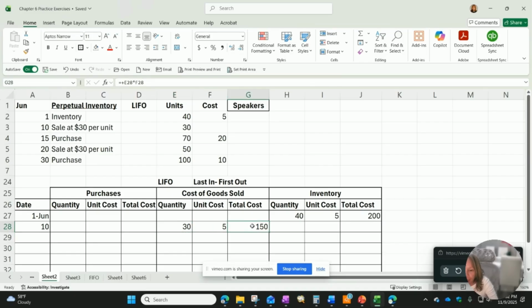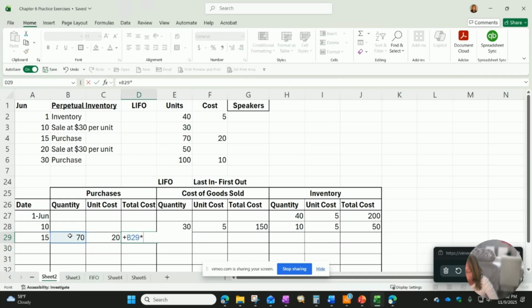Now let's update the inventory. The inventory now has 10 speakers, right? 40 minus 30 is 10. And the cost of them is $5. The next transaction is a purchase. On the 15th, we purchased 70 speakers, and the 70 speakers were purchased at $20 each. We have $1,400 worth of speakers from that purchase.